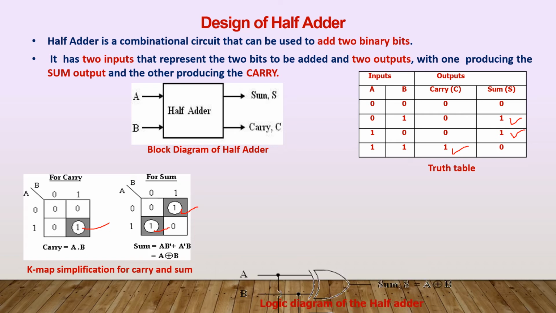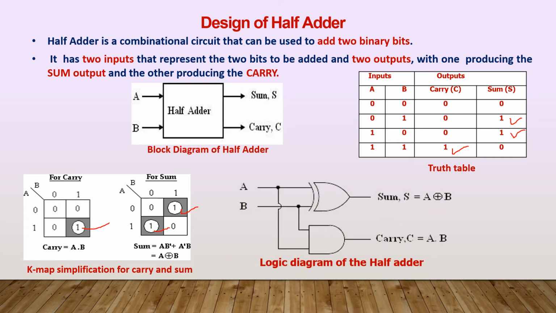Now we can draw the logic diagram based upon the Boolean expression. Sum is equal to A XOR B, so we can use the XOR gate straight away. Inputs are A, B. Therefore the output, that is sum, is equal to A XOR B. Similarly, what is carry? It is A dot B. A dot B is nothing but a multiplication, so that is the AND operation. So we can use the AND gate. Inputs are again A and B. Therefore carry C is equal to A dot B. So this is the final logic diagram of the half adder.